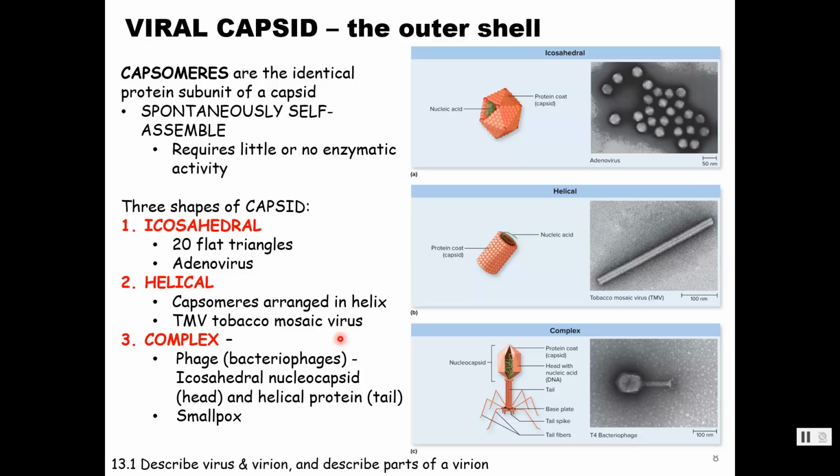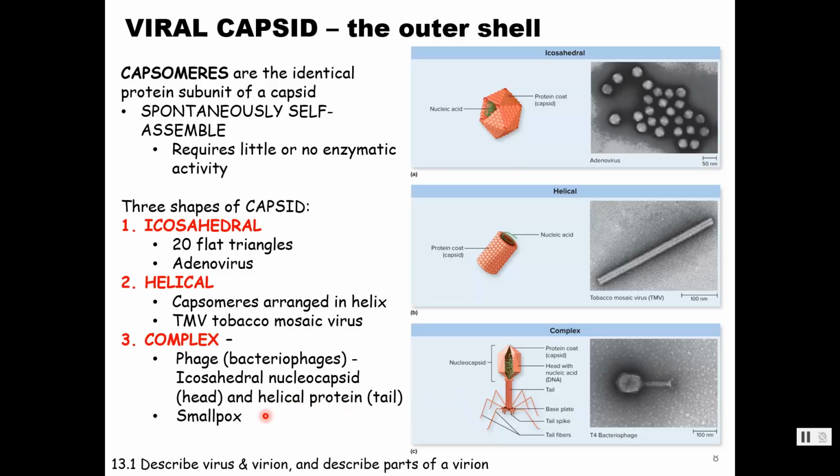Bacteriophages, or viruses that infect bacteria, have a complex shape. And this is just showing you a picture. So it's going to have a head that is icosahedral. It's going to be stuffed with the genetic information. These are going to be DNA viruses. And then it's going to have a tail, and then tail fibers for attachment. And so since it was complex, it didn't fit in the other two categories.